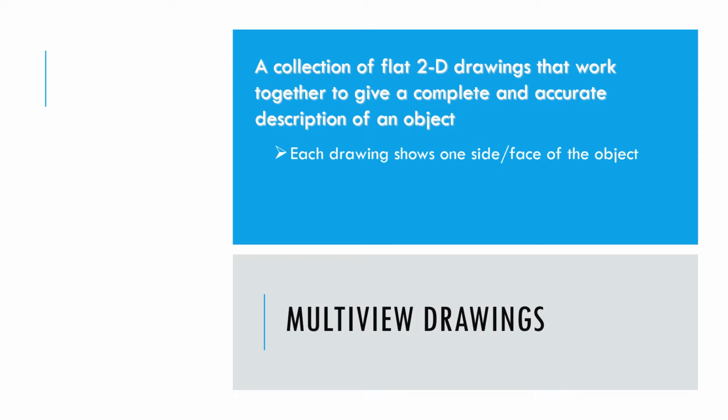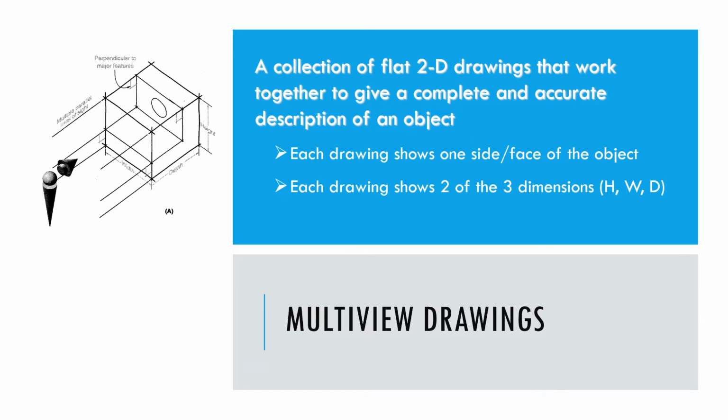Each drawing shows only one side or one face of your object, and each drawing shows two of the three primary dimensions of our object, those primary dimensions being height, width, and depth. So here's an example of a three-dimensional object that is kind of an L-shaped bracket with a hole cut in it. And you could think of a person looking at this object. You can see how width, depth, and height are marked on this object. And so if we were looking at the front face of this object, it would look two-dimensional, just like what you see here, showing just the width and the height of our object.